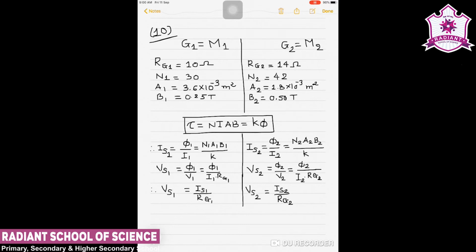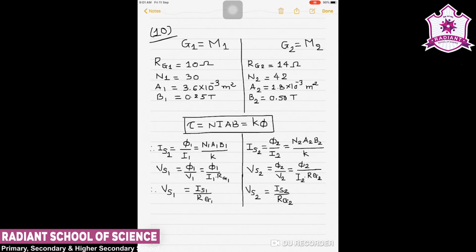In the same manner, for galvanometer 2, they have given that the resistance of galvanometer 2 is 14 ohm, number of turns are 42, area is 1.8 into 10 raised to minus 3 meter square, and magnetic field of that galvanometer is 0.50 Tesla. Another information is given that the spring constant K, that is called torsional constant, is identical for the two springs.